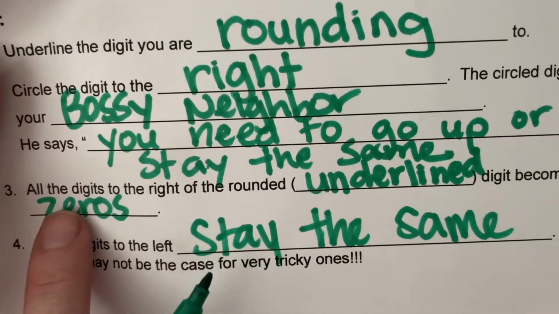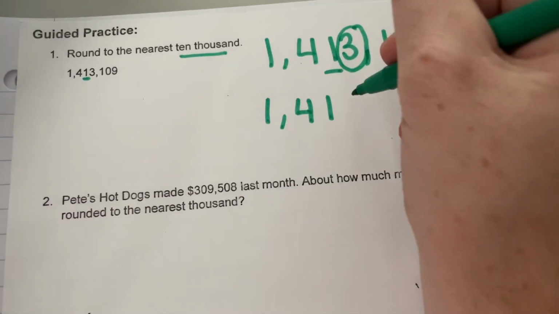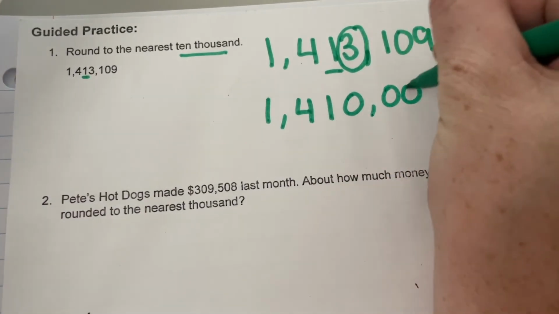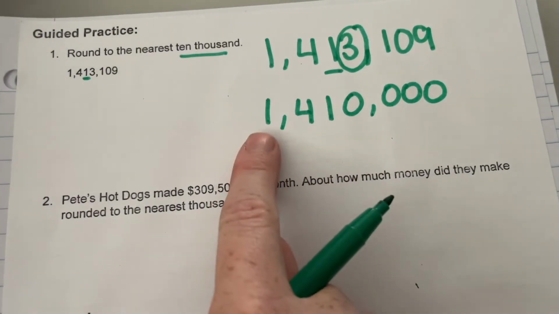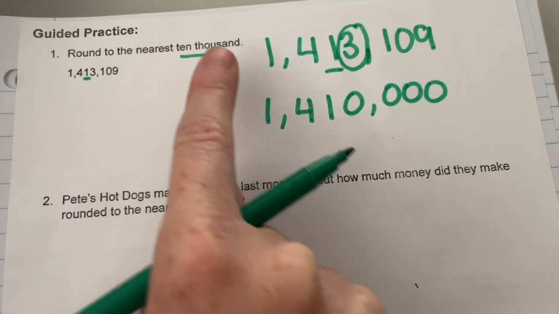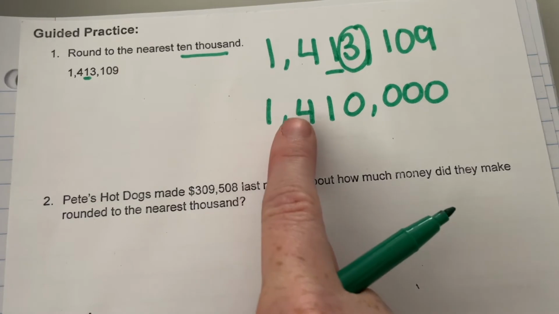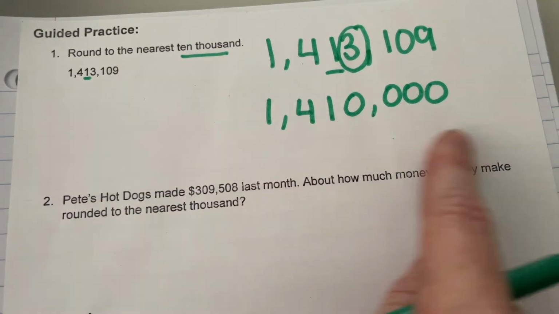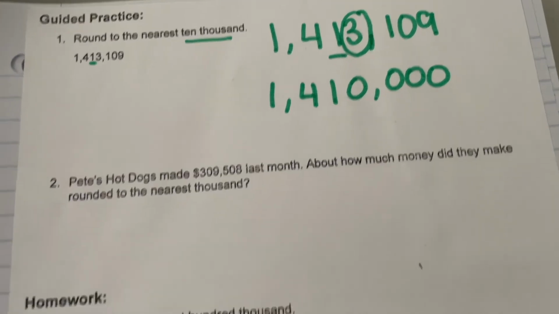So I'm on step 3. All the digits to the right of the underline become 0. So these are 1, 2, 3, 4. And then all the digits to the left stay the same, which we did already. Okay, so let's just confirm, did we round to the 10,000s place? 1,410,000. And there's nothing after the 10,000s place, so we are good.